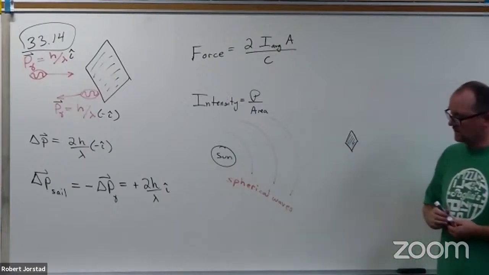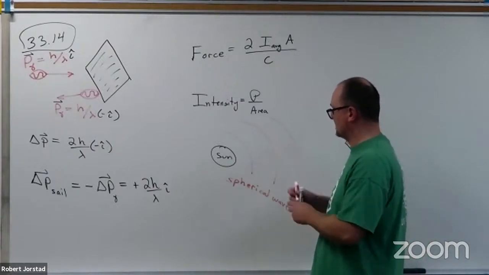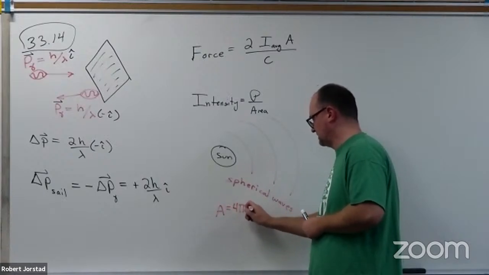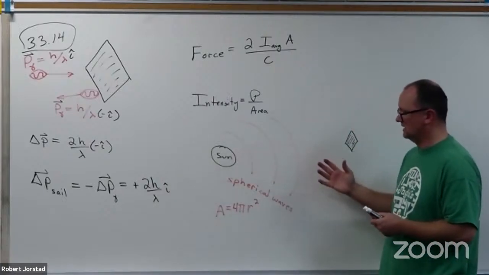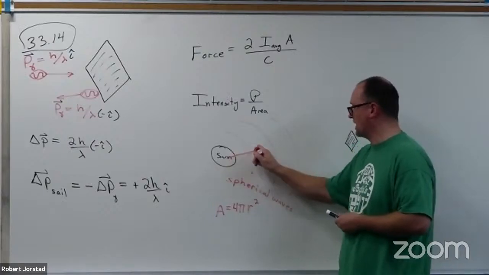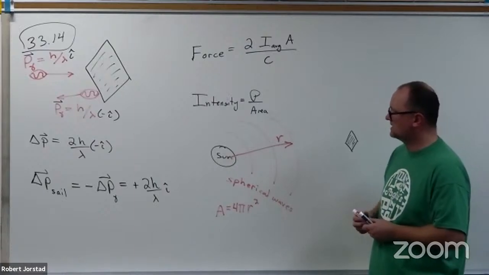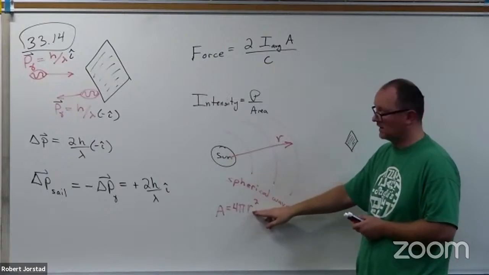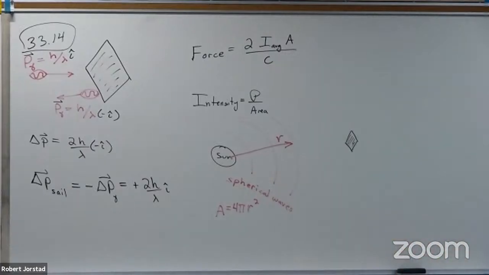And this is where it gets a little bit tricky. Over here, the area is something like 4 pi r squared, right? The area over which the sun's energy spreads out is 4 pi r squared, where r is your distance from the sun. So the intensity of the sun would be the sun's power output over 4 pi r squared, where r is however far you are from the sun.